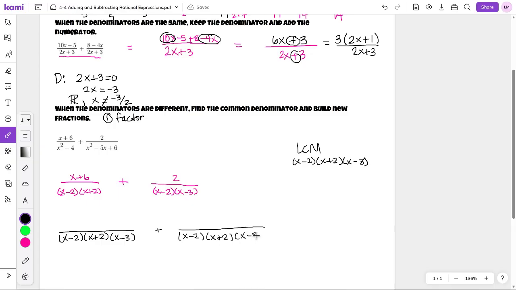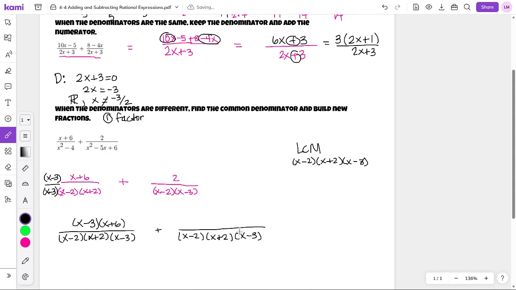All right, so there's my new denominator. Now I go back to this and I see what's missing. I have an x minus 2. I have an x plus 2. I'm missing an x minus 3. So I put that on the top and the bottom because that's like multiplying by 1. And now I'm going to build my new fraction. So I already have the bottom built. So the top is x minus 3, x plus 6.